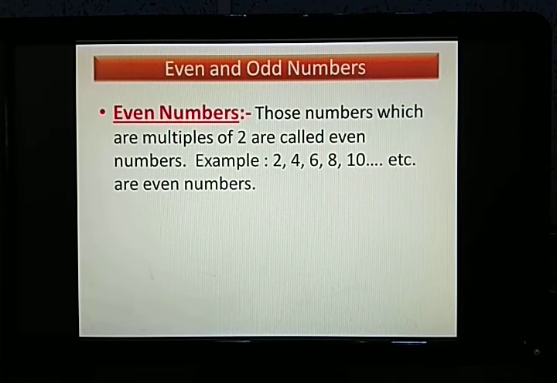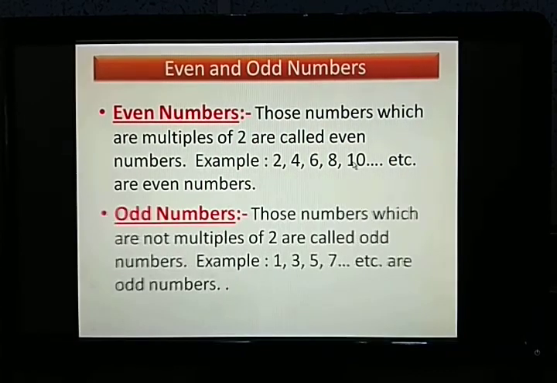Those numbers which are multiples of 2. Say for example 3. Is 3 a multiple of 2? No. The multiples of 2 are what? 2, 4, 6, 8. You can see here. So all these numbers which are multiples of 2 are even numbers. And obviously those which are not multiples of 2 are called odd numbers. Say for example 1, 3, 5, 7. These are neither divisible by 2 nor multiples of 2. So these are called odd numbers.